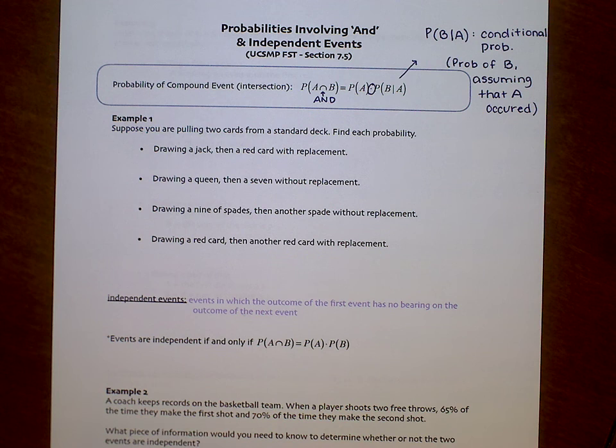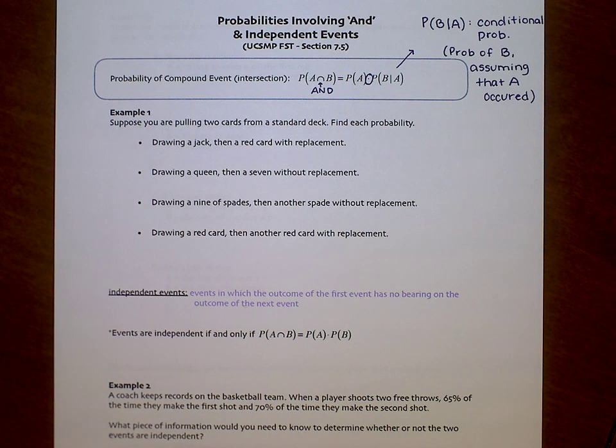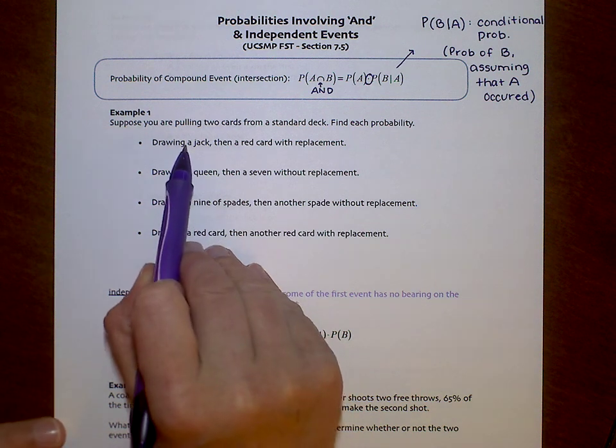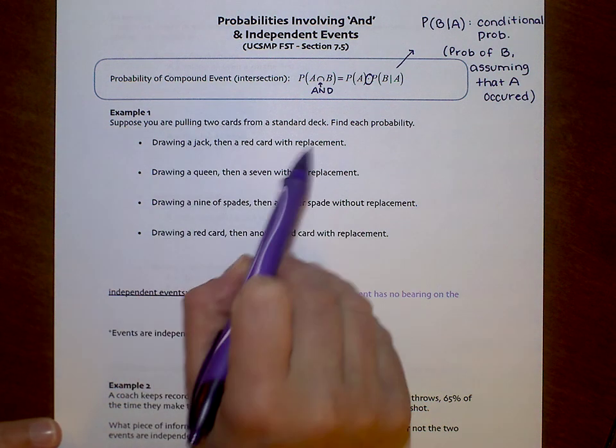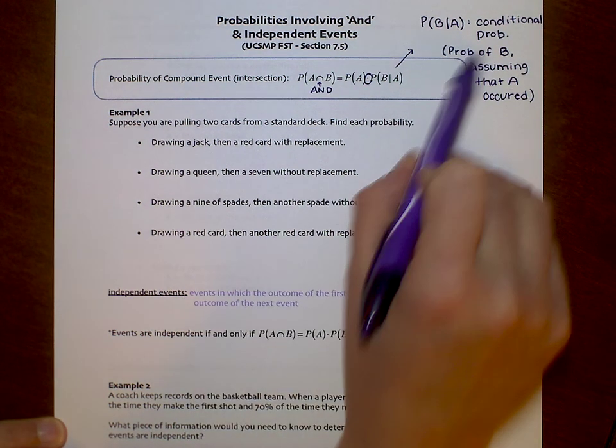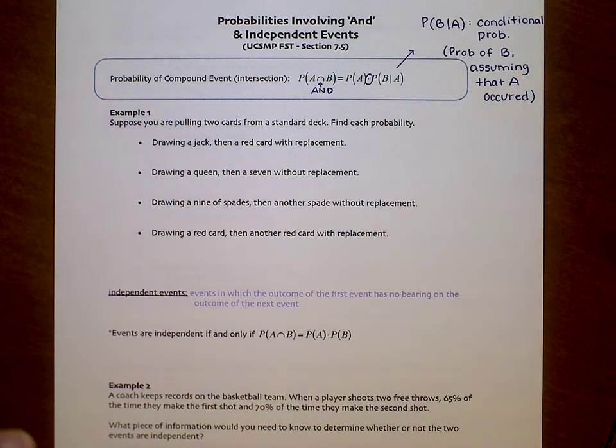So these are all dealing with decks of cards. You could refer to the card sheet that's on the back of your dice sheet if you're unsure about how many different cards are in a deck and things like that, if any of this is confusing to you. So this first one says, what's the probability of drawing a jack and then a red card with replacement? Now that with replacement piece is going to factor into this idea here. So we'll talk about that in just a second.